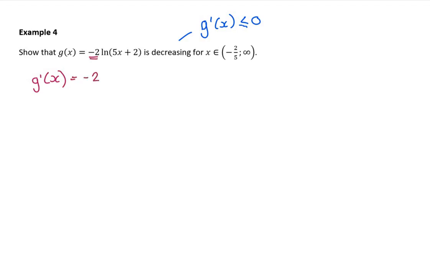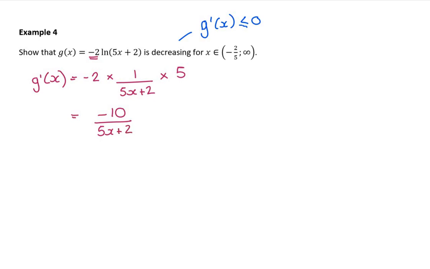Now the derivative of ln is 1 over what's inside the ln, but careful, this is a chain rule. So ln is the outside function, so it's 1 over the inside function, but now I must times by the derivative of the inside. And the derivative of 5x + 2 is 5. So this becomes negative 10 over 5x + 2.